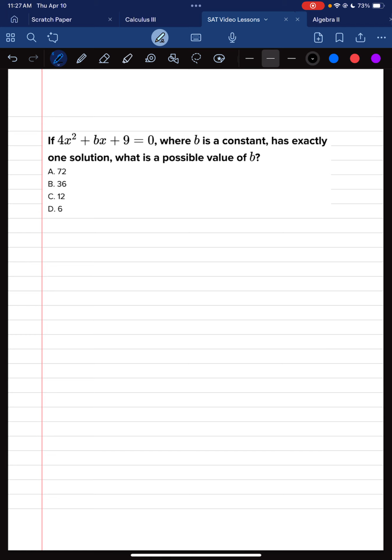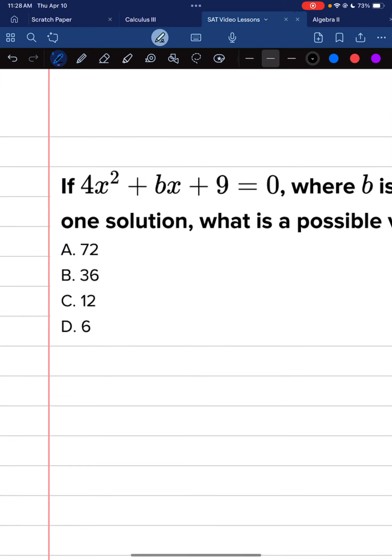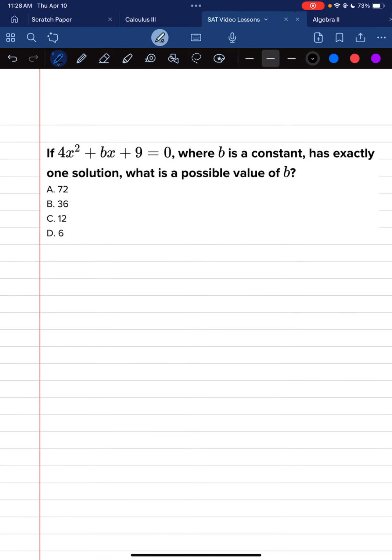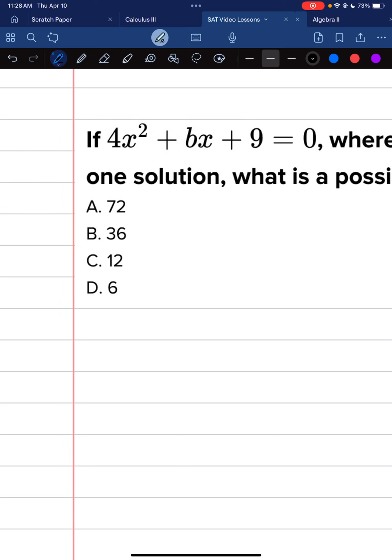If 4x squared plus bx plus 9 equals 0, where b is a constant, this has exactly one solution. What is a possible value of b? So again, this is going to be the exact same thing as the previous problems. We have a quadratic equation. We're told that it has one solution, so we want to solve for the discriminant where it's equal to 0.